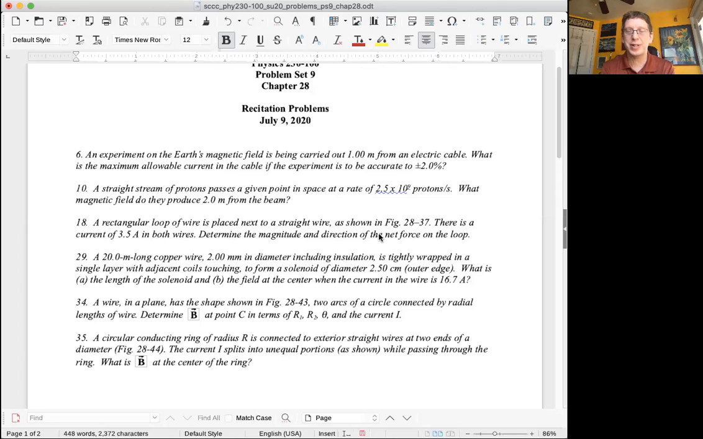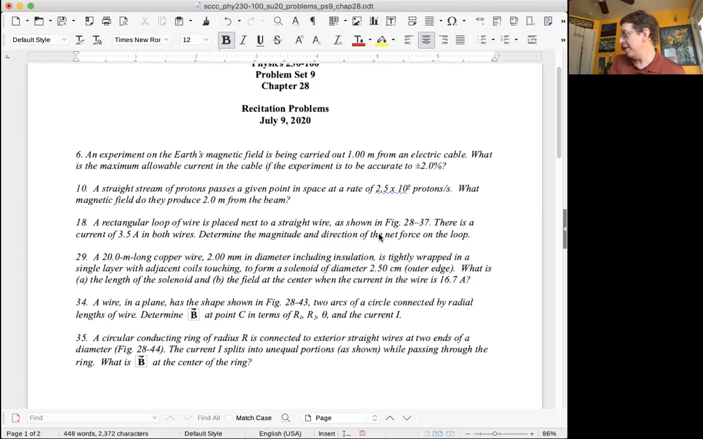So you have the 2 arcs of the circle. C is at the center of curvature. So you need to figure out the dl and r and the cross products and then do the integration. I'll say this much, the integration isn't that hard once you get to it, and you should be able to figure out what segments of the wire give you no magnetic field at point C. And that brings us to number 35.